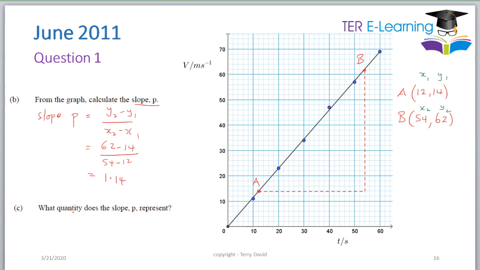The next part: what quantity does the slope P represent? I've seen them ask this a lot. When you work out the gradient, they want you to state what the gradient really represents. So let me ask you all this: what does the gradient represent?